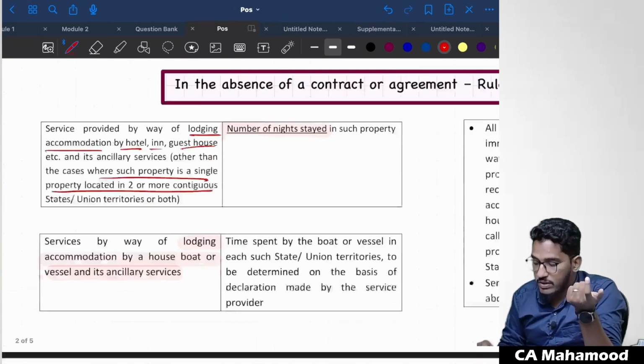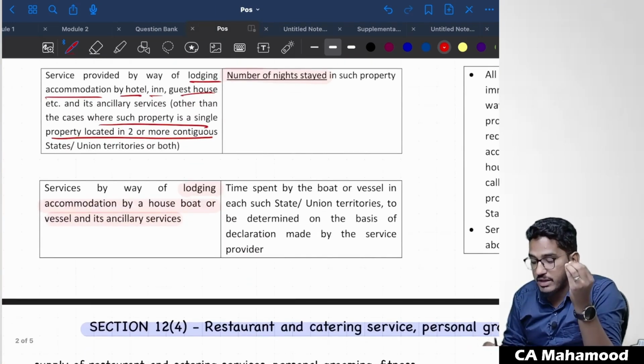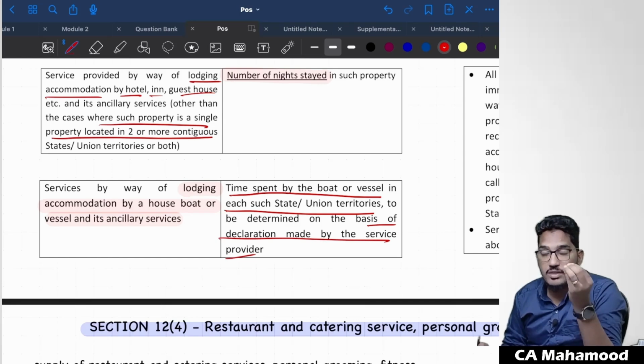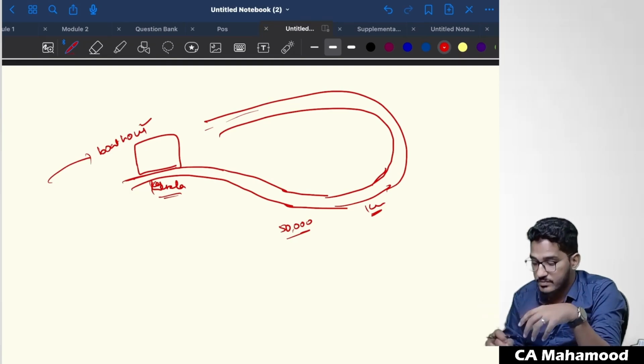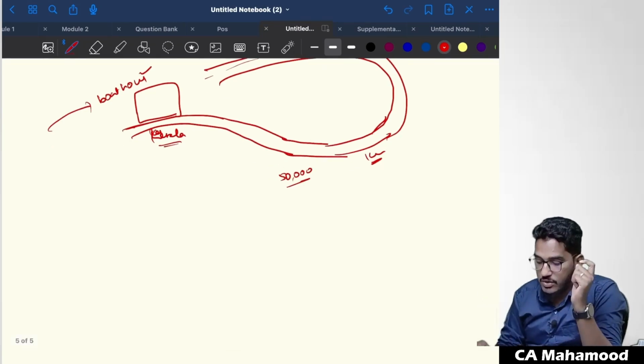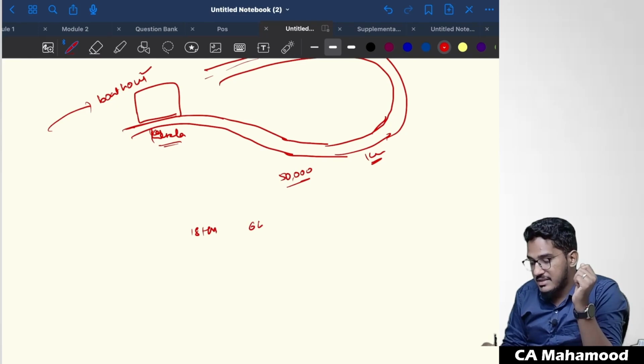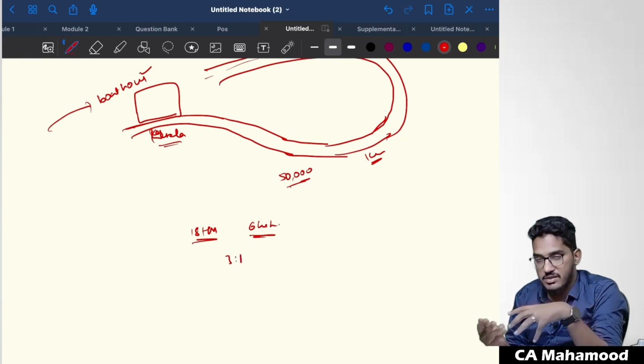For this also they have given a rule. They told that in these cases, the value of supply should be divided on the ratio of time spent by the boat or vessel in each state or union territory, to be determined on the basis of declaration made by the service provider. So whoever this boat house operator is, he has to give a declaration of the time spent during this entire journey in each state. For example, if this boat house operator is telling, we have spent 18 hours in Kerala and 6 hours in Karnataka, then we have to divide this entire 50,000 in the ratio of 18:6, or 3:1. 18:6 is nothing but 3:1.